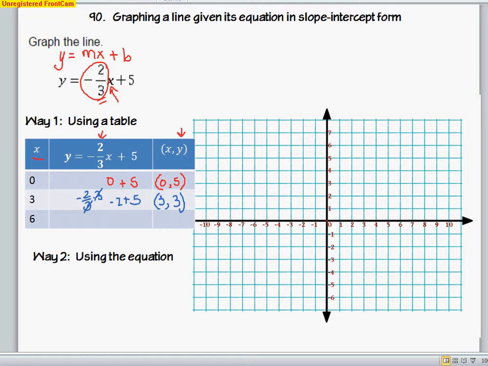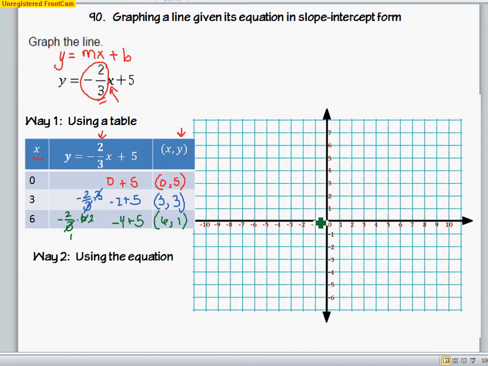All right, let's take a look at the last one. Now I'm going to plug 6 in. So this is negative 2 thirds times 6, and I'll write the plus 5 down here to give myself a little bit of space. 3 goes into 3 one time. 3 goes into 6 two times. So now this is negative 2 times 2, which is negative 4. Negative 4 plus 5 is 1. So this coordinate would be 6, comma 1.